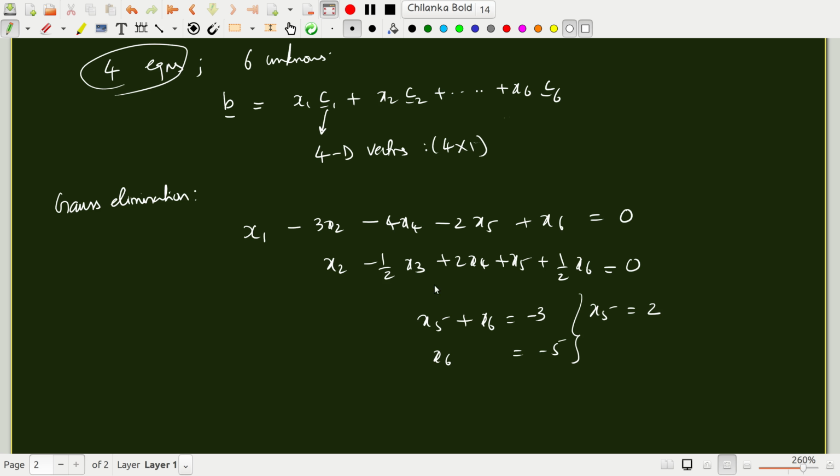After this, if you substitute this out here, you still have 2 equations, these two, but there are 4 unknowns.